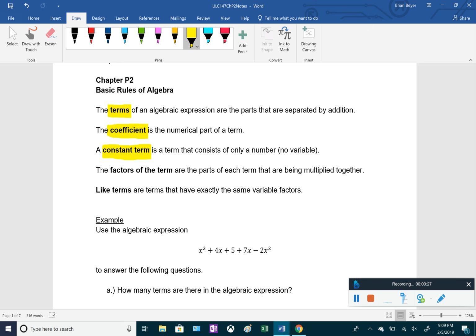A constant term is going to be a term that only has a number, so no variable. Factors of a term are going to be parts of the term that are being multiplied together. So we should already know from previous sections what a factor is. And lastly, like terms are going to be terms that have exactly the same variable factors, which we'll get into in a little bit.